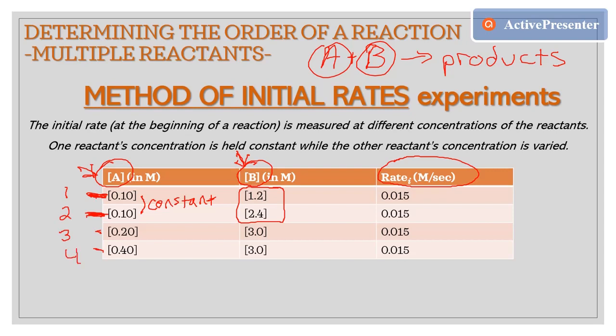So the first two experiments, what we change is the concentration of B. As we go from 1.2 molarity of B, and then in the next experiment, we do it at 2.4 molarity, that means we've doubled the concentration between these two experiments. And let's look at the rate, the initial rate over here. This initial rate stayed the same.